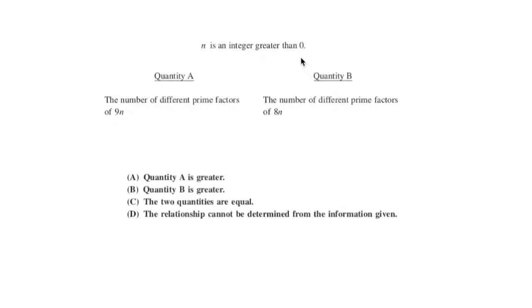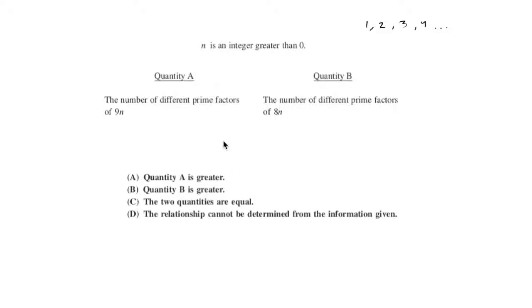N is an integer greater than 0. Integers greater than 0 are numbers like 1, 2, 3, 4, etc. Quantity A is the number of different prime factors of 9 times n, 9 times any one of these. Quantity B is the number of different prime factors of 8 times that number. We have to see which is greater, or if we can make a conclusion at all.